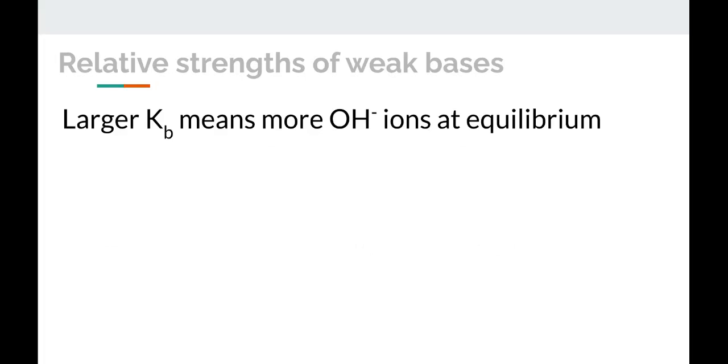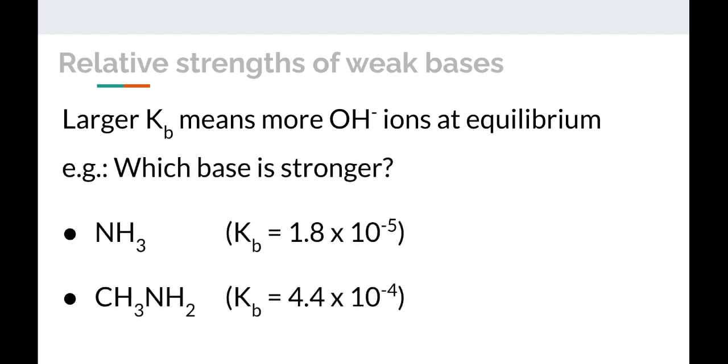There's a ranking that you can get from Kb, just like from Ka. A bigger Kb means there's more hydroxide ions at equilibrium, so we would say that that's a stronger base. So if we're comparing these two bases, NH3 and CH3NH2, looking at the values of Kb, that's a bigger number than that. So that means CH3NH2 is the stronger base.